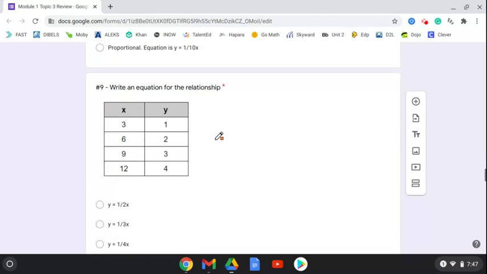Number 8, write an equation for this relationship. Now be careful here. Remember, we have to find k in order to plug it into the proportional relationship equation. So k is equal to the y values over the x values. So watch here. I'm going to take 1 over 3. This is the fraction 1/3. This is not 3. 3 over 1 would be 3, but this is 1 over 3.